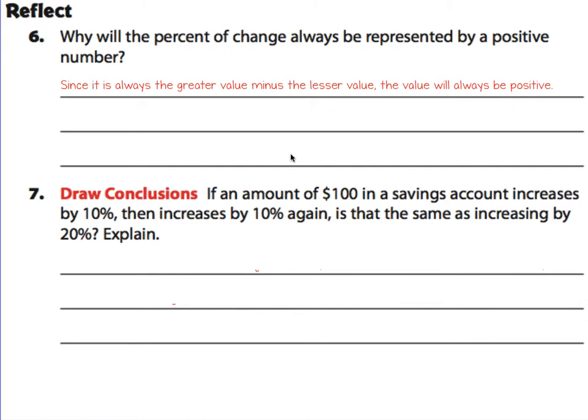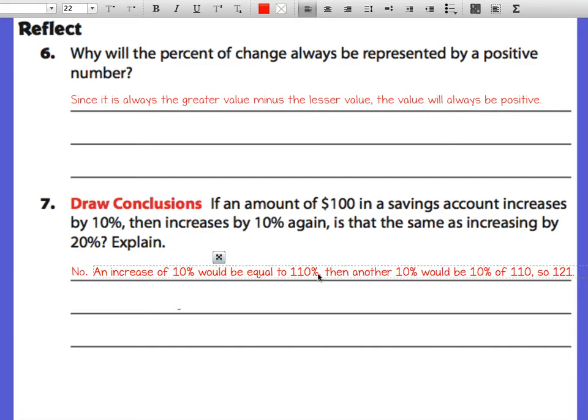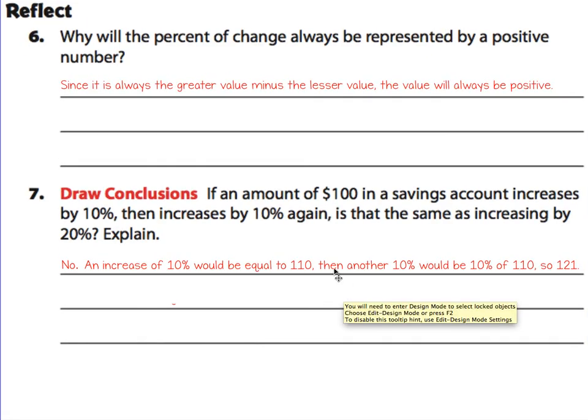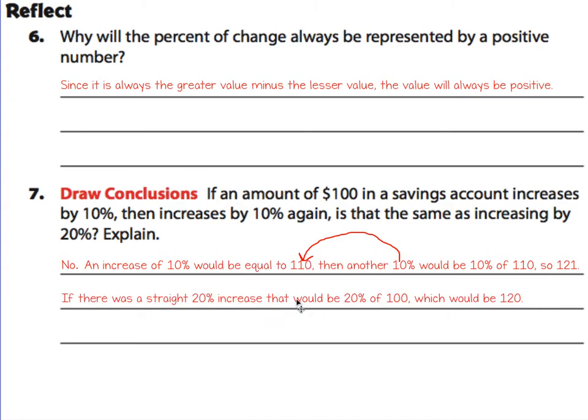All right. And then looking at the next question, if an amount of $100 in a savings account increases by 10% and then increases by another 10% after that, is that the same thing as increasing by 20%? Well, the answer here would be no. If it increases by 10%, it would be equal to 110. Then it would be another 10% on top of that, so 10% of 110, which would be 121. If it did a 20% flat, that would be 20% of 100, which is just 20, so it would just be 120.